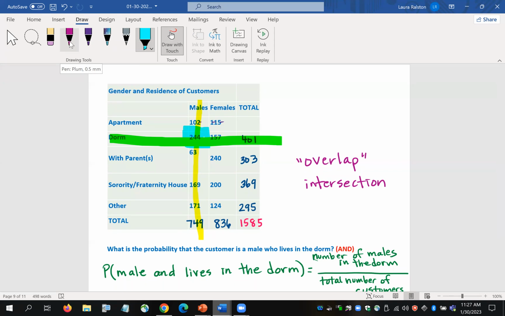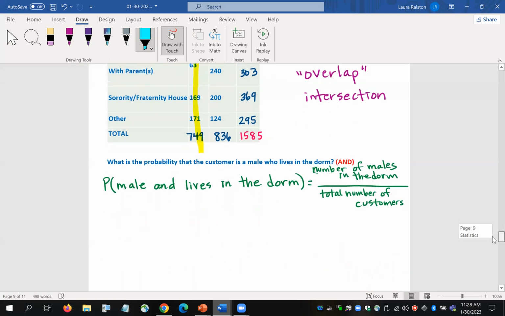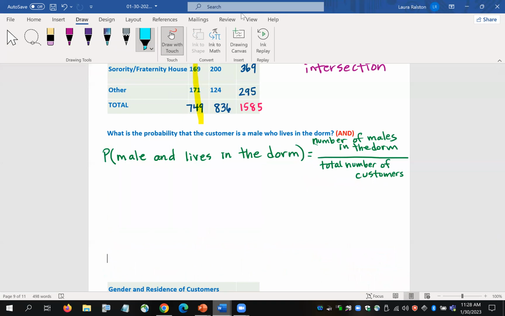So there are 244. That's the overlap or the intersection. So there are 244 males who live in the dorm out of the 1585. So with and, you're looking for the overlap. And sometimes it doesn't have the word and in there, but it's implied. Man who lives in the dorm. Female who lives in an apartment. It may not necessarily have the word and in there, but it's implied.